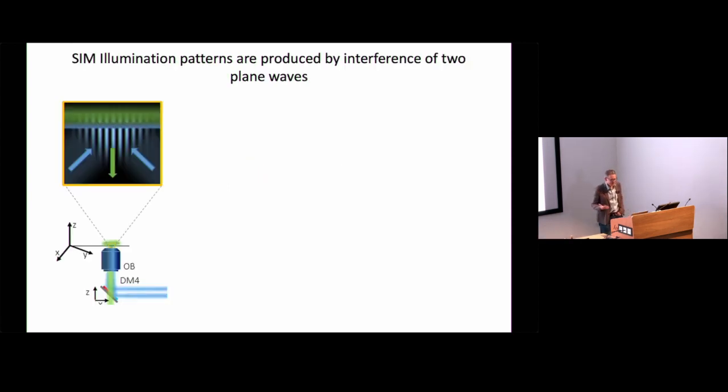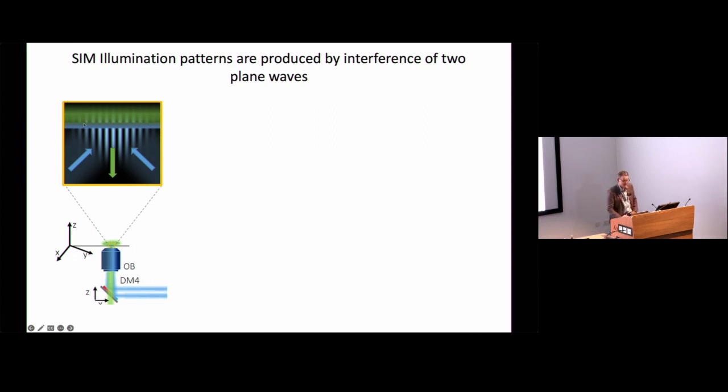The patterns are generated by interfering two light waves, shown here by these blue arrows. Can you see the mouse? Yes, you can. The blue arrows come through an objective. So the way we do this is we have an illumination objective, shown down here. We put two beams, which we focus into the back focal plane of this objective. That creates these two waves coming out at an angle, shown in this inset, and these two plane waves that come out interfere in the sample.